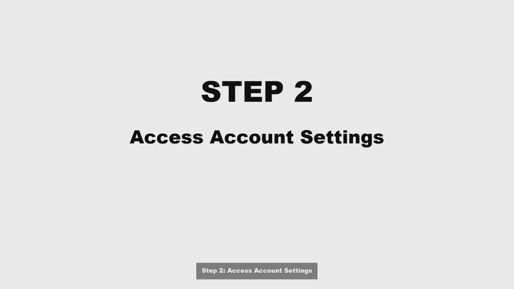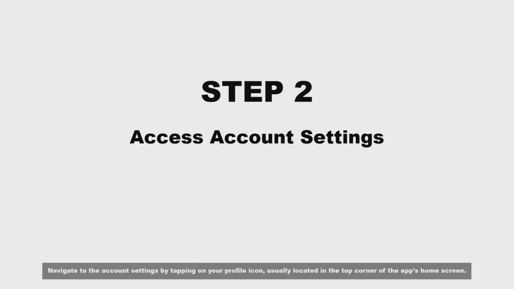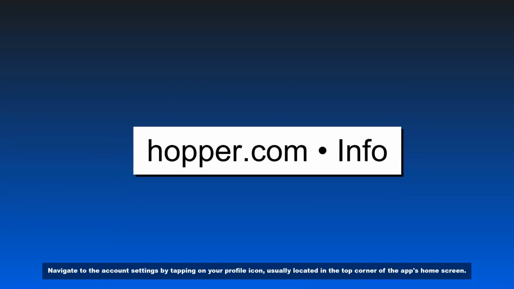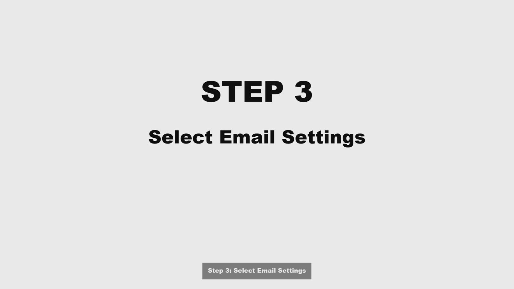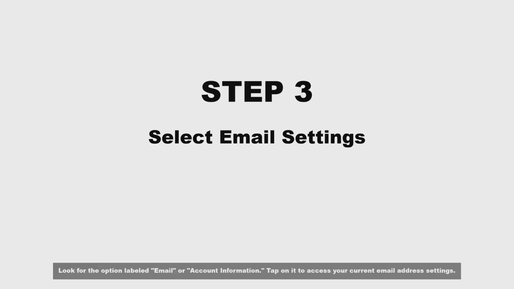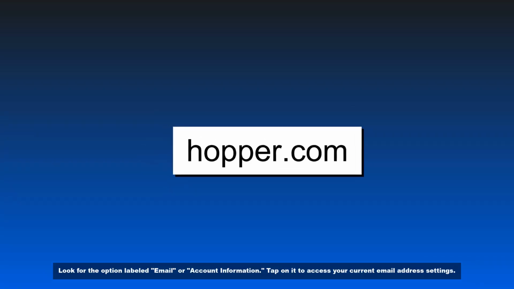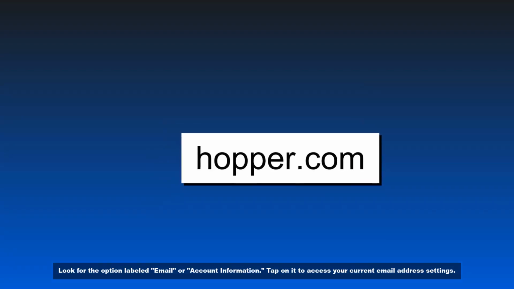Step 2. Access account settings. Navigate to the account settings by tapping on your profile icon, usually located in the top corner of the app's home screen. Step 3. Select email settings. Look for the option labeled Email or Account Information. Tap on it to access your current email address settings.